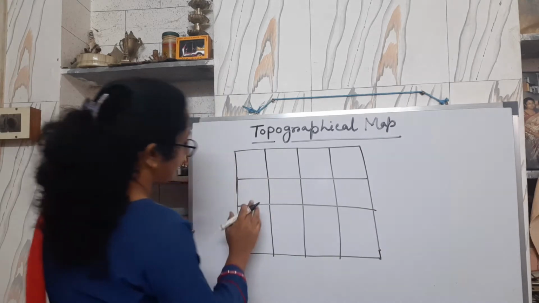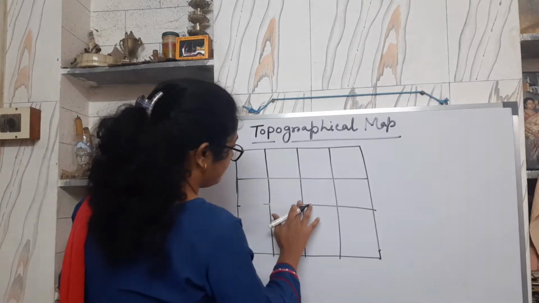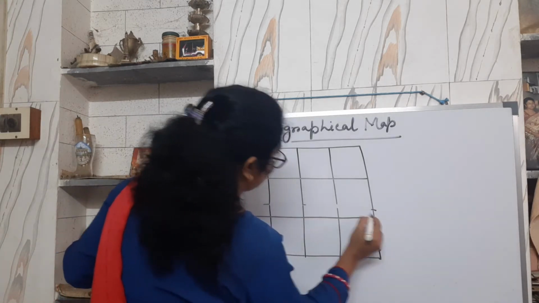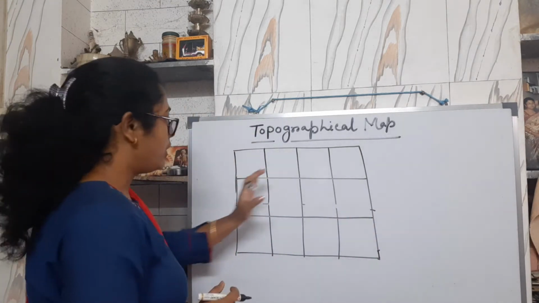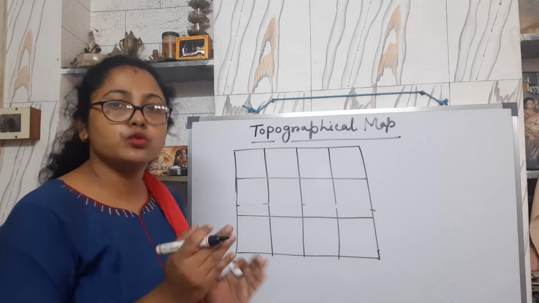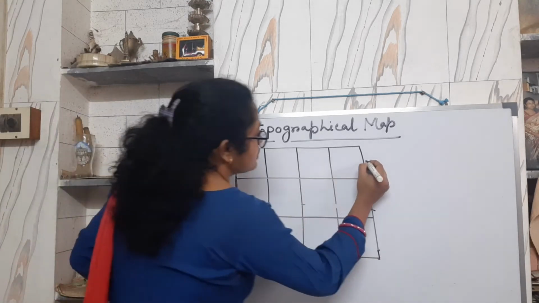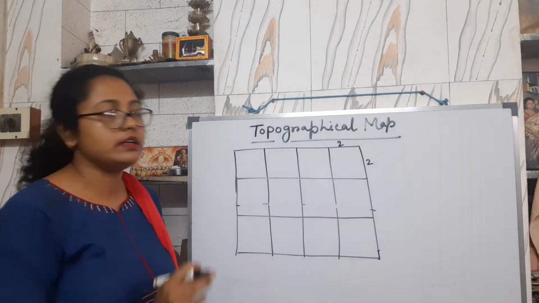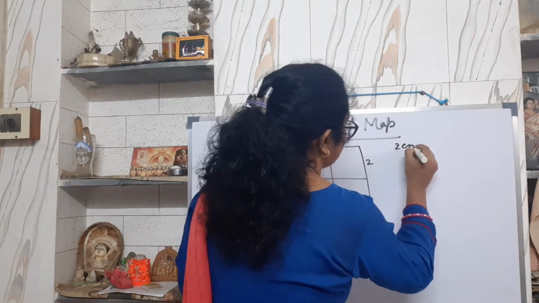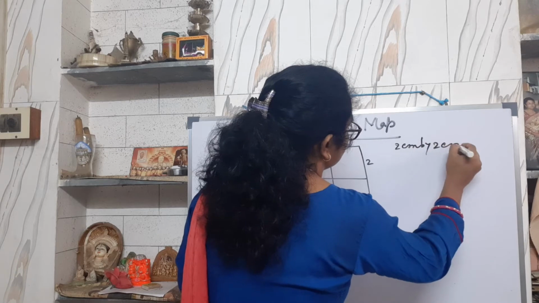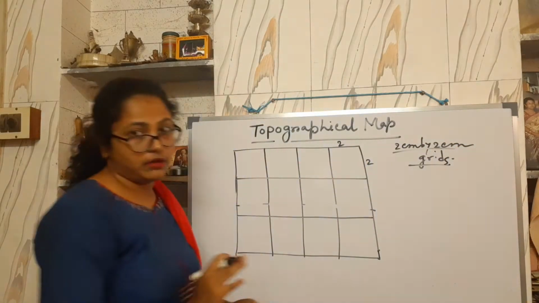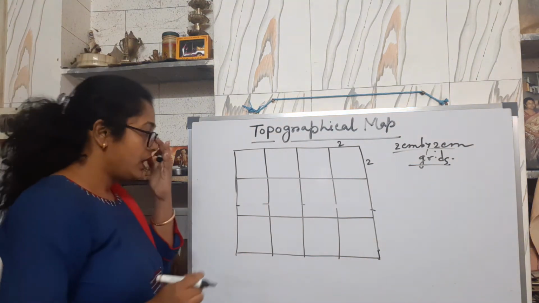In the case of a topographical map, as you have in your syllabus, the grids are 2 cm by 2 cm grids. All the grids have a length of 2 cm, meaning here is 2 cm, here is also 2 cm. These are 2 cm by 2 cm grids. This you remember. This is the scale of the map.